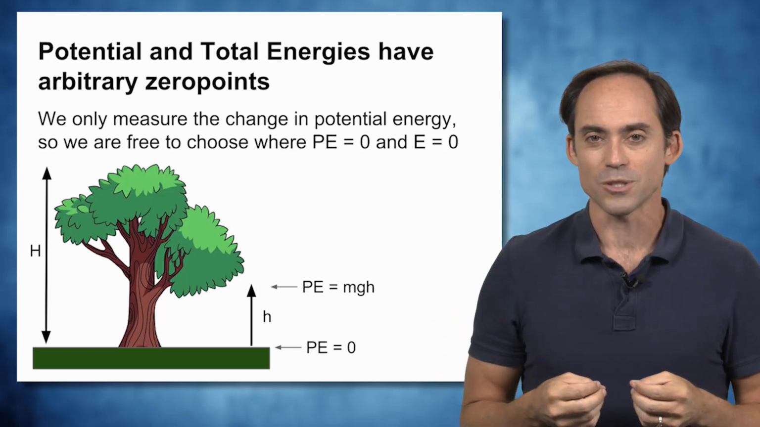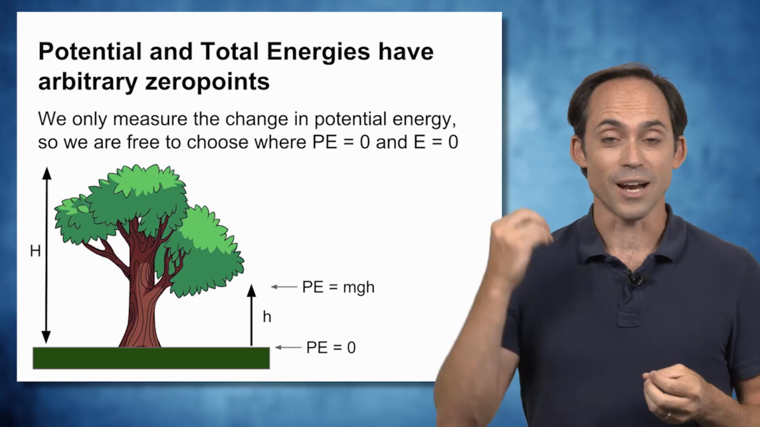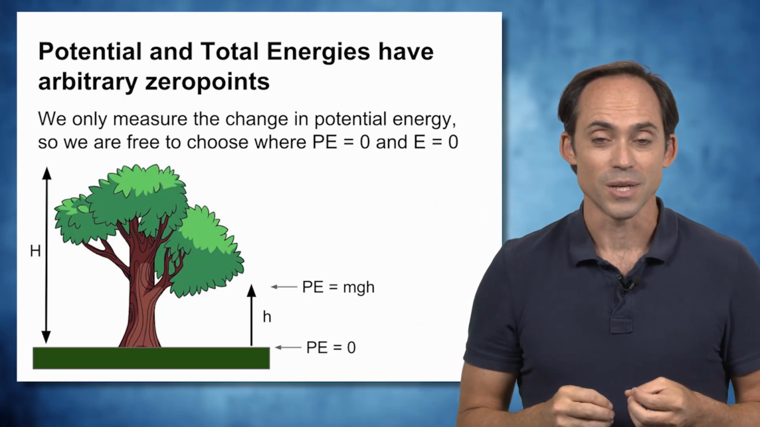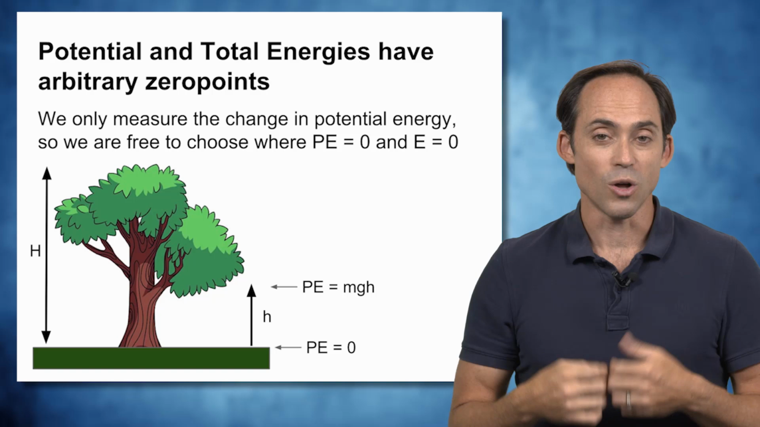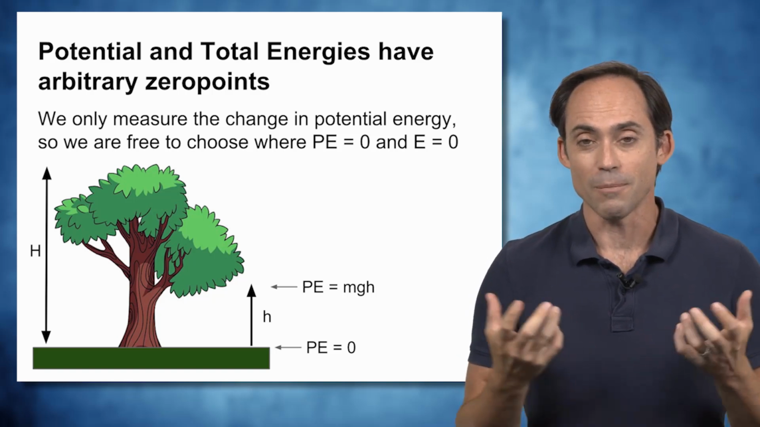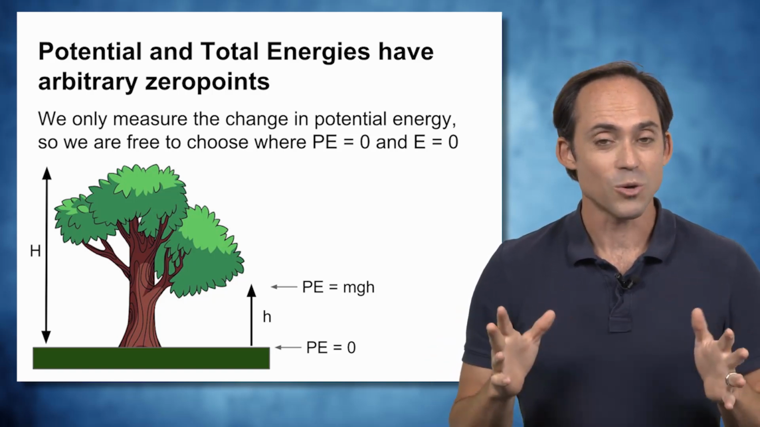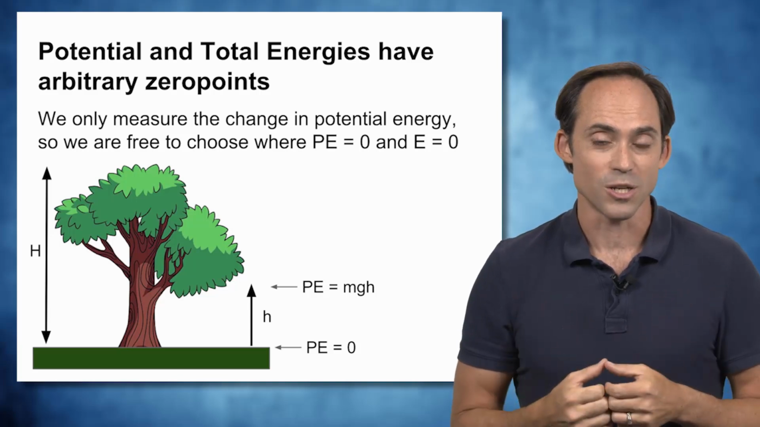If the potential energy depends on position, of course it's going to depend on where we set our 0 point for our coordinate system, and that's an arbitrary choice. So you'll often see cases where the potential energy may be positive or negative, and that's okay. It all really depends on what the change of potential energy is.